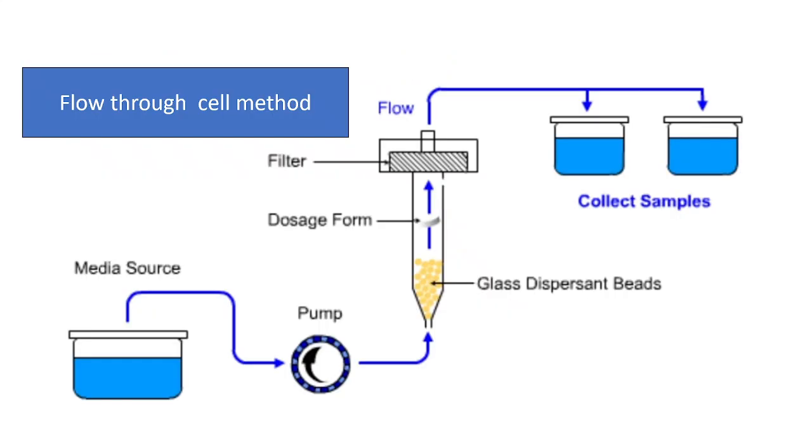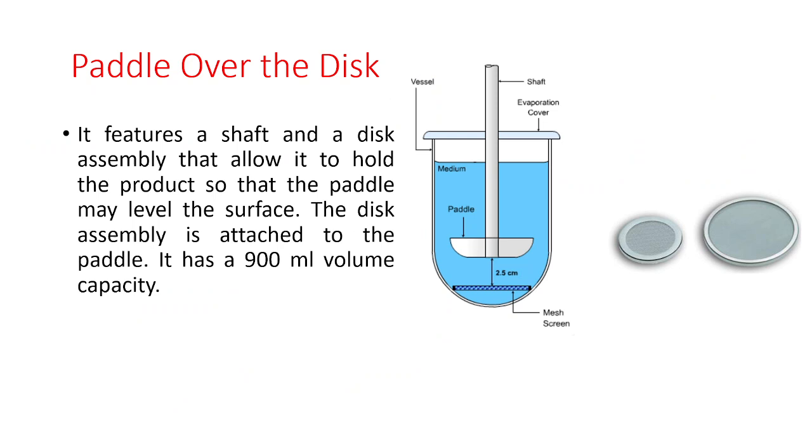And this is the image of this flow-through cell method. In this flow-through cell apparatus, we are placing the dosage form and it is connected with the pump. This pump will suck the media and it is passed through the dosage form. Then after passing into the filter, the flow reaches the sample collector.